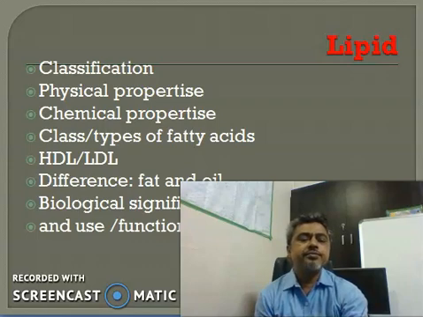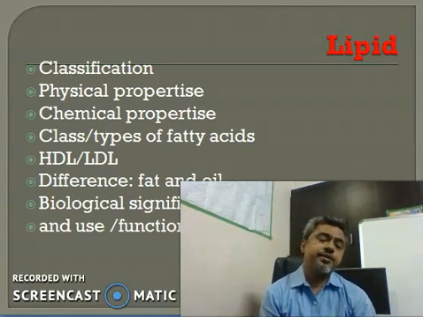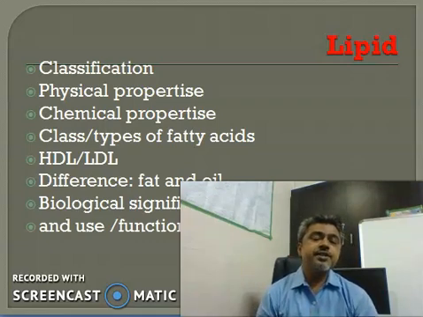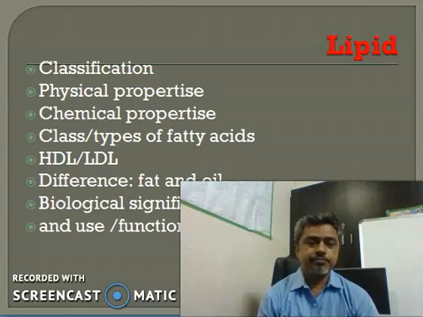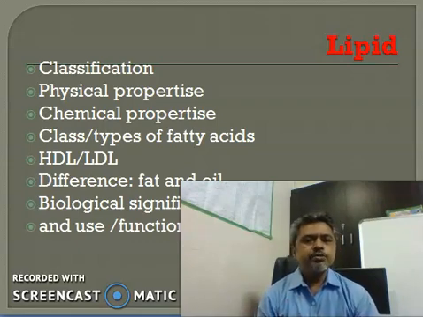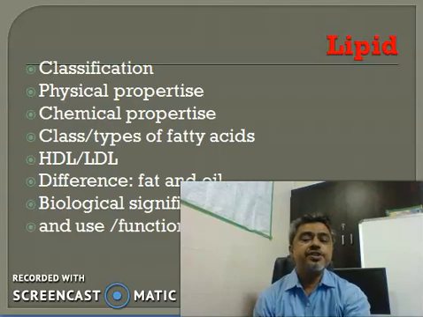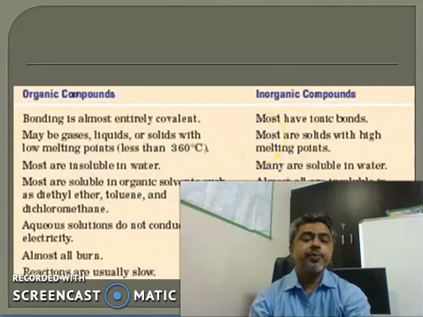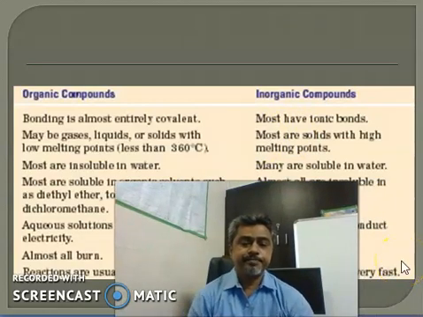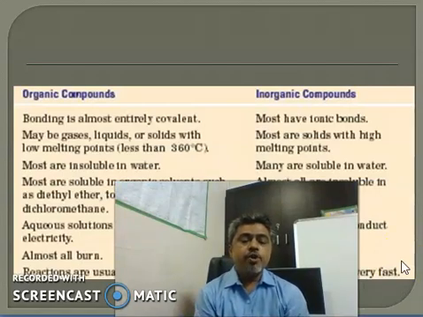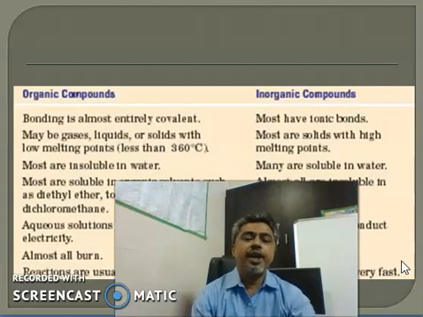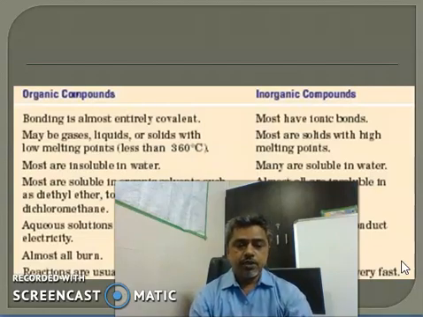We start with that. Okay, before that we have to understand whether lipid is organic or inorganic. First question, you know organic chemistry is going on. So the first difference, I am telling you, between inorganic and organic compounds: bonding is almost entirely covalent in organic compounds. In inorganic compounds, ionic bonds are there.